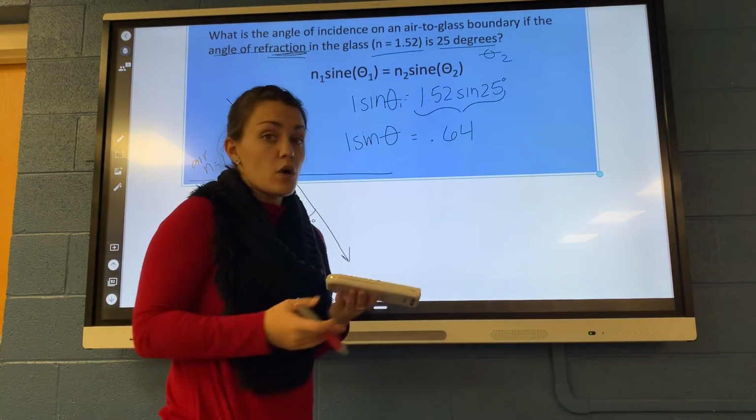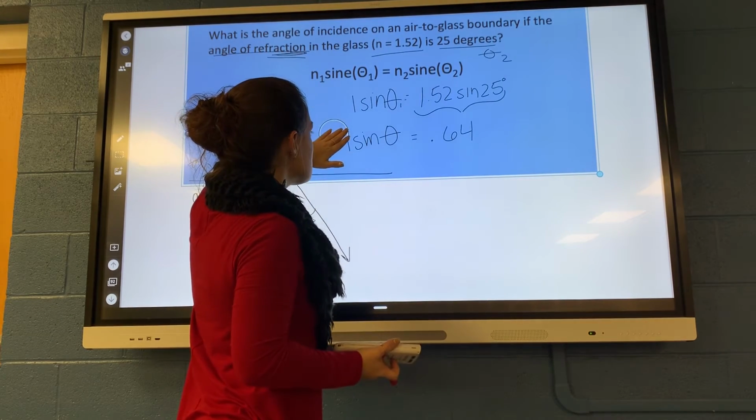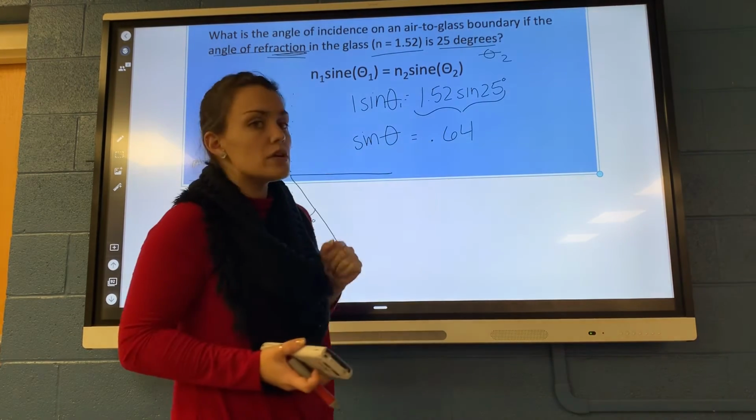So 1 times sine of the angle. 1 times anything is what? The same thing. So I can erase this 1 right here. The sine of my angle equals 0.64.